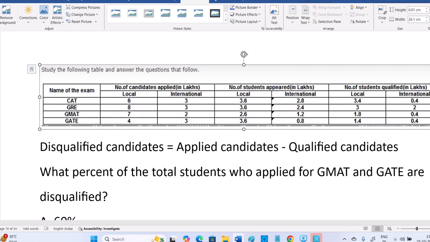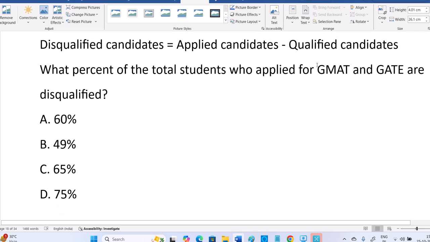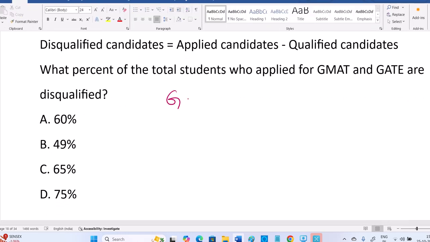Sir, they gave 3.6 and in all the brackets they gave lakhs. The number of students and number of applicants is an integer only. 3.6 lakhs, lakhs are mentioned. But first, let me see what they're asking: GMAT and GATE disqualified percentage. So first of all, for GMAT and GATE, how many people applied? Then disqualified out of total. These two together make the total.